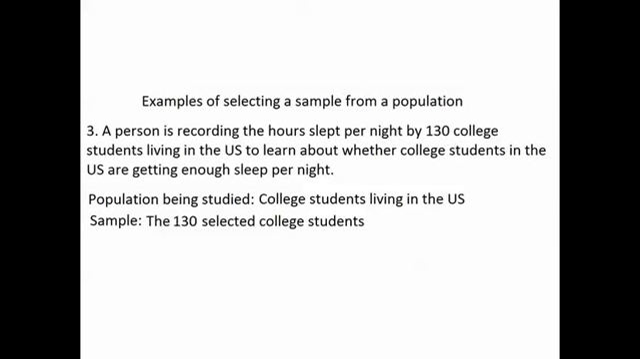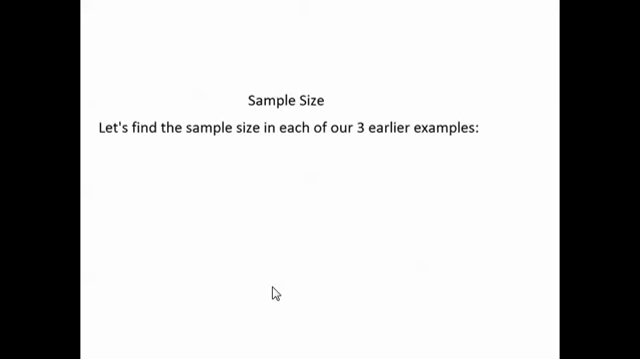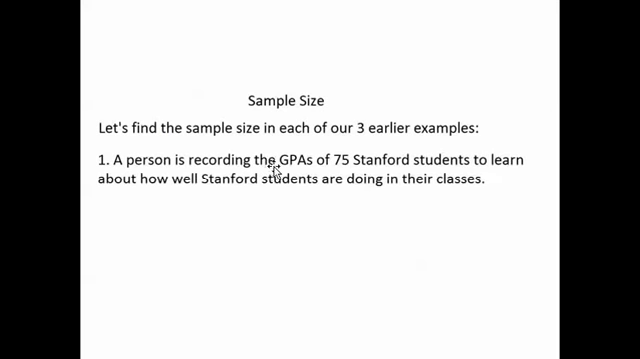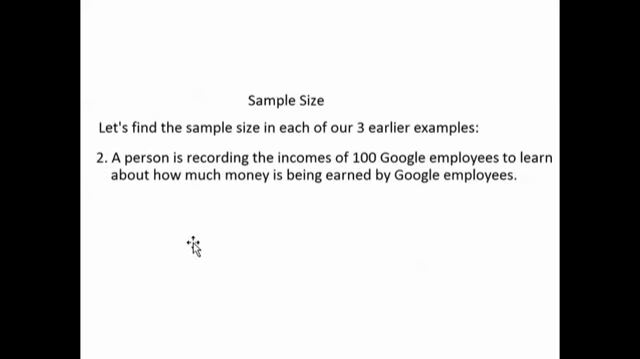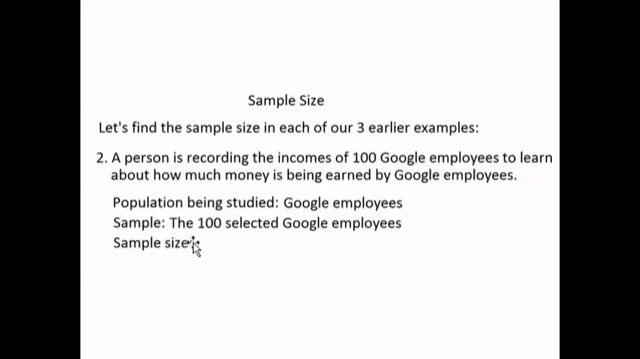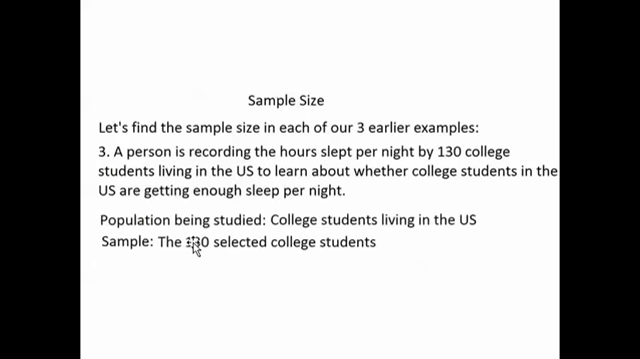Now we'll talk about the idea of sample size. In a research study, the sample size is the number of population members that are included in the sample. Let's find the sample size in each of our 3 earlier examples. If a person is recording the GPAs of 75 Stanford students, then the 75 people that data has been collected from are the sample, and the sample size is 75. If a person is recording the incomes of 100 Google employees, then the sample includes the 100 Google employees, and the sample size is just 100. So the sample size is just the number. If a person is recording the hours slept per day by 130 college students, then the 130 people are all members of the sample, and the sample size is just 130.